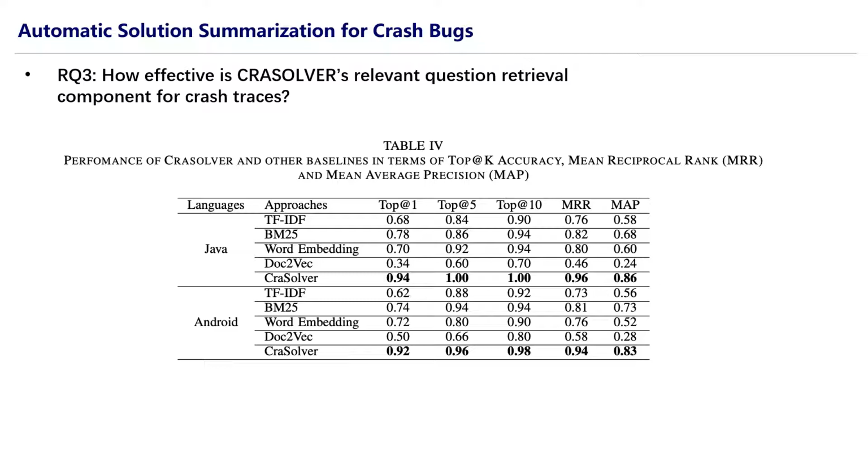From the table, we can see that the relevant question retrieval component of CraSolver significantly outperforms other baselines in terms of top-1, MRR and MAP for both test datasets. And almost all the metrics of our method are close to 1.0. The results indicate the effectiveness of the relevant question retrieval component, and the superior performance of this component further improves the quality of our final generated solutions.